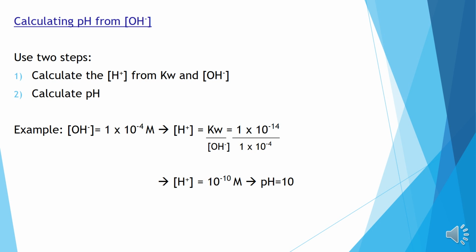If given the concentration of OH minus equal to 1 times 10 to the power minus 4 molar, the concentration of H plus is equal to Kw over the concentration of OH minus. We substitute the values for the Kw and the concentration of OH minus, and we get the concentration of H plus equal to 10 to the power minus 10 molar, so the pH is equal to 10.